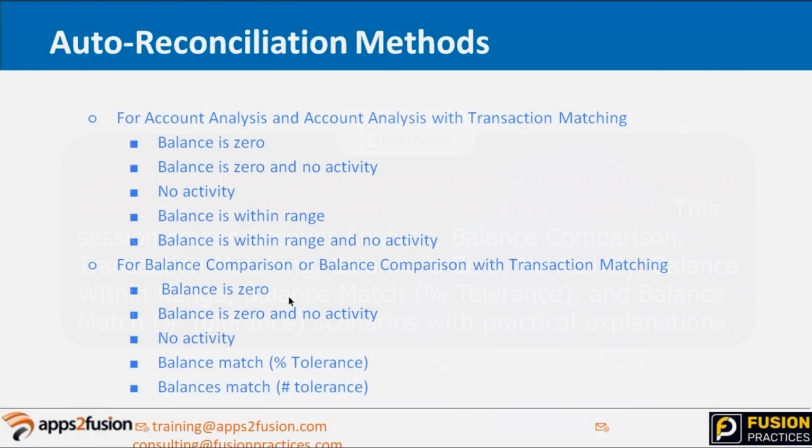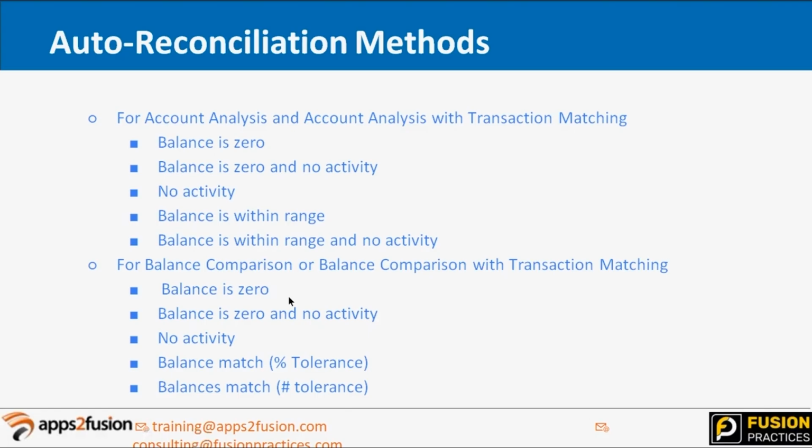Next is auto-reconciliation methods. In the auto-reconciliation method, select a method that describes the condition that must be true for a reconciliation configured with the auto-reconciliation method to qualify for auto-reconciliation. If any conditions are false, then auto-reconciliation fails and reconciliation is set to open so that the preparer can manually prepare the reconciliation.